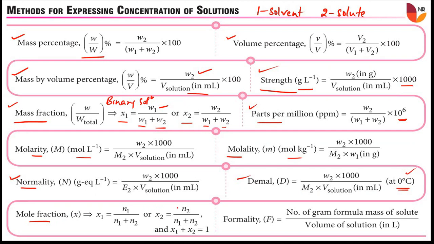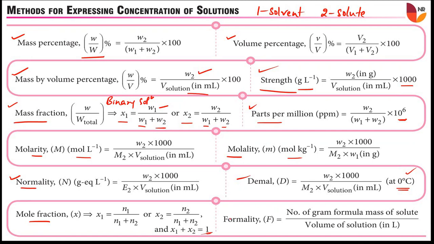Mole fraction is defined, for binary solutions, X1 is equal to the number of moles of the component divided by the total number of moles of the components present in the solution. For mass fraction, it is W1 divided by W1 plus W2. Weight is used to express the mass fraction, right? In the mole fraction, the number of moles is used to express the concentration. That is N1 divided by N1 plus N2, and X2 is equal to N2 divided by N1 plus N2, and X1 plus X2 is equal to 1 for binary solutions.